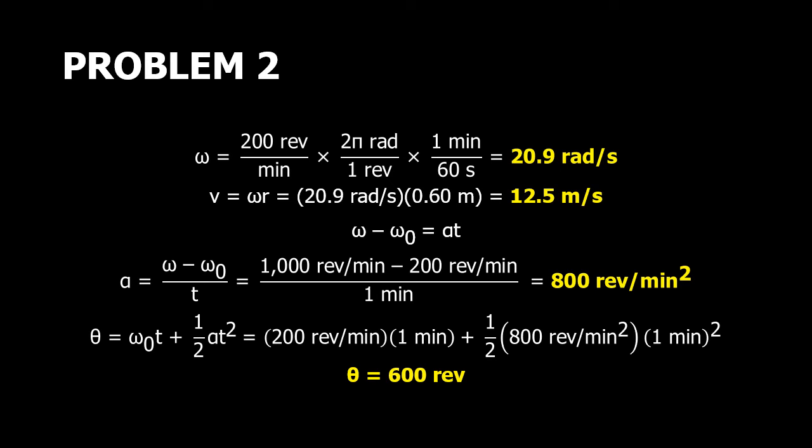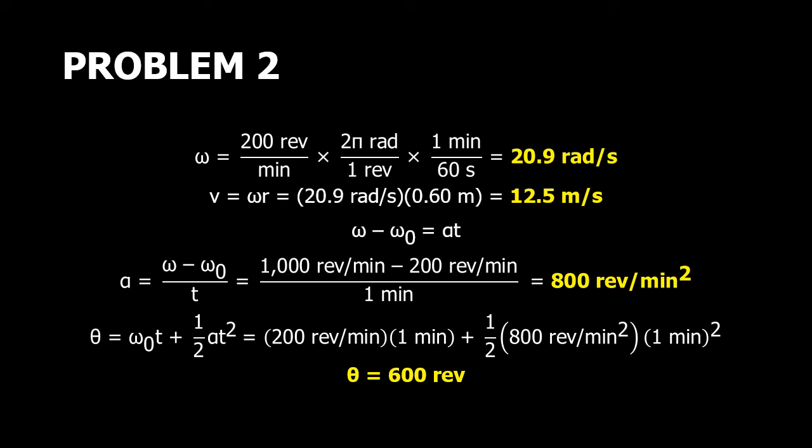So, what we will do here is we multiply 20.9 radians per second by 0.6 meters. Saan nanggaling yung 0.6 meters? So, you have to take note that sinabi sa problem, diameter daw yung 1.2 meters. And therefore, ang kailangan lang natin is radius. So, therefore, we need to divide 1.2 by 2. So, we will get the 0.6.